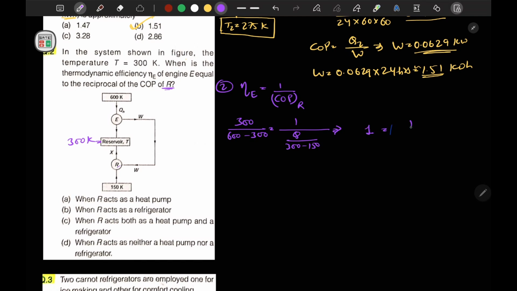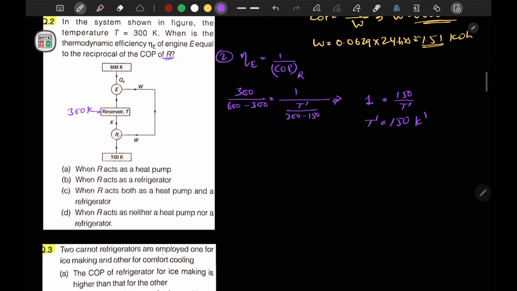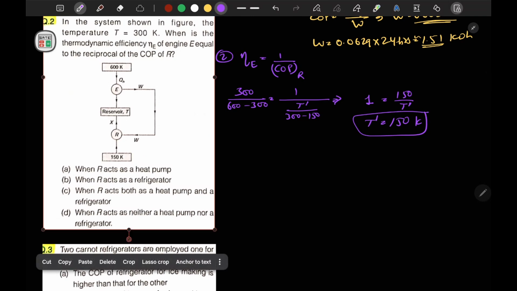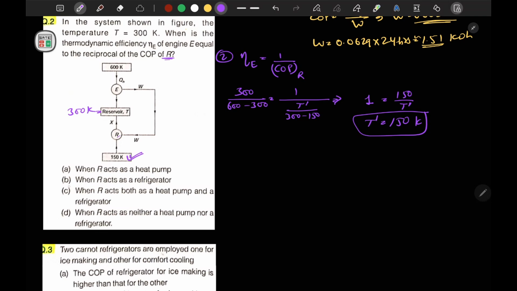This term will be 1 upon, and this 150, when we solve this, we will get 150 upon Q. So we get Q is equal to 150, or we can write here T or T dash, because in Carnot we write in temperature. We don't know which temperature should come here, so I just casually mention it as T dash. From here I can see that T dash comes out to be 150 Kelvin, and this T dash value is equal to the lower temperature. The lower temperature is considered in the case of refrigeration, so when R acts as a refrigerator, this case will be valid. I think you understood this question well.